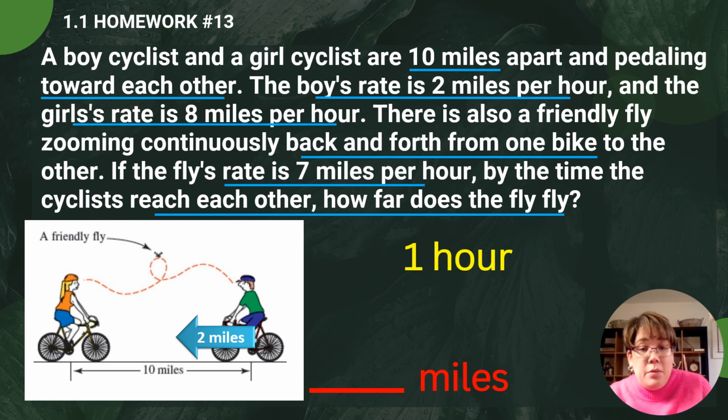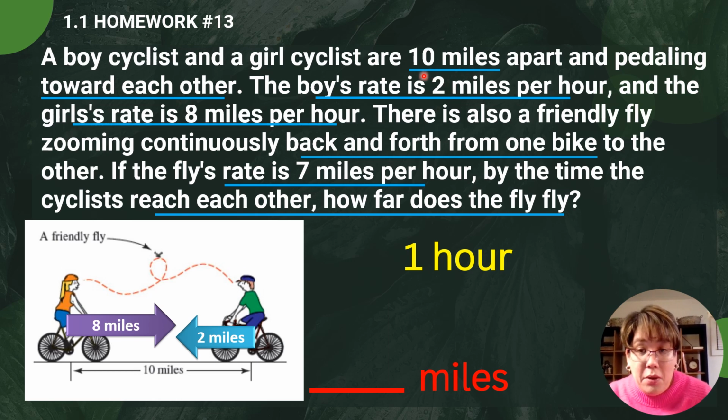So there we go. Now the girl is going 8 miles per hour. So she's going to go 8 miles in an hour. All right. Now, how far apart were they? They were 10 miles apart. Well, if he goes 2 miles and she goes 8 miles and they were only 10 miles apart to begin with, what do you know?